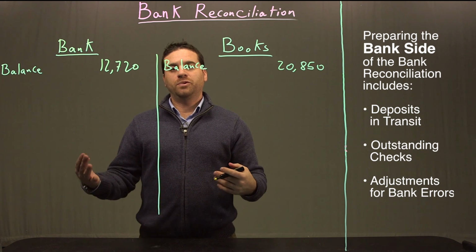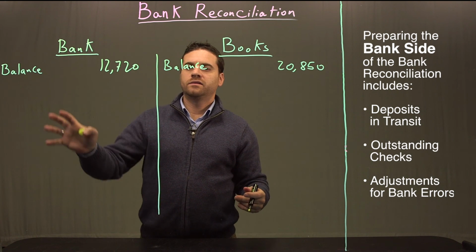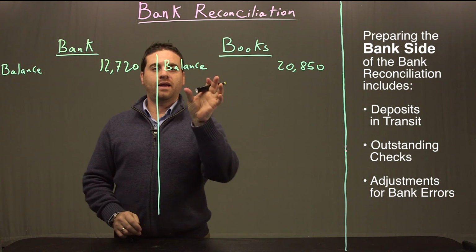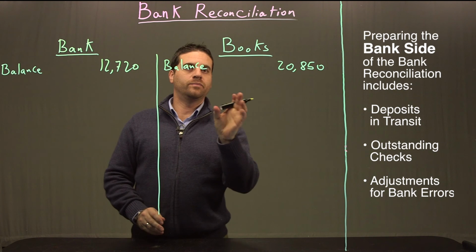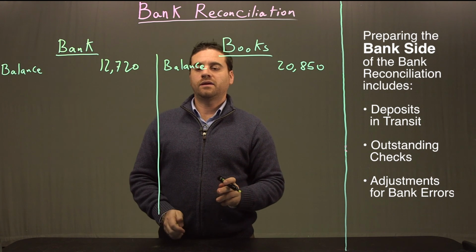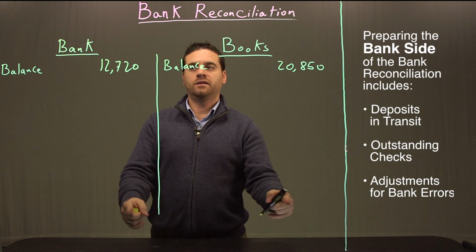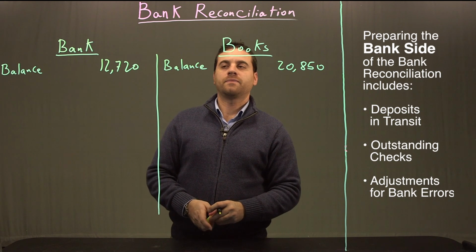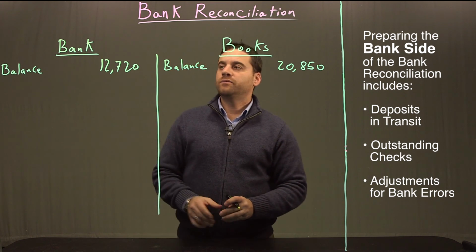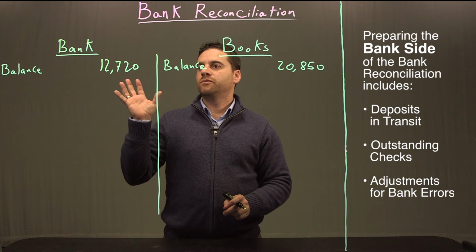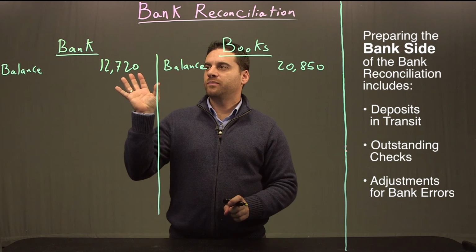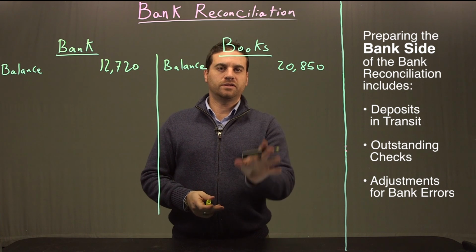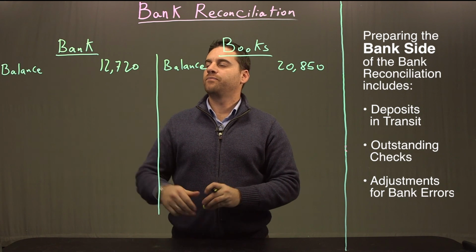Now, what we're gonna do is add or subtract on the bank side as needed, and add or subtract on the book side as needed. And then eventually we should get the balances reconciled and matching. So let me tell you what examples require us to reconcile the bank side, and what examples require us to reconcile the book side. Let's start with the bank.